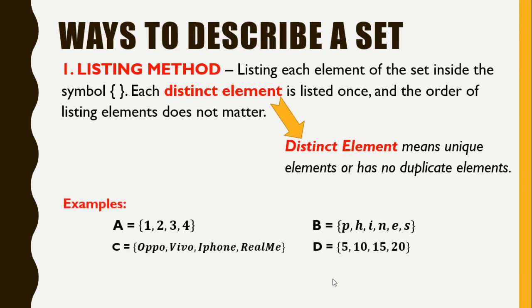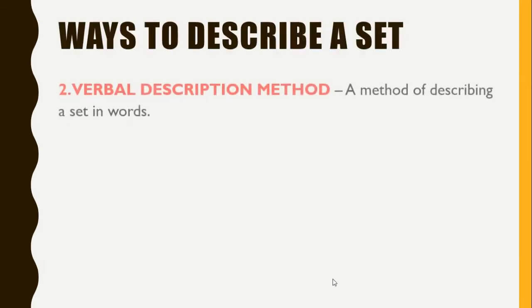Okay, so here are the examples. We have set A, which comprises the elements 1, 2, 3, and 4. Set B, set C, and so on. The next method is called the verbal description method.